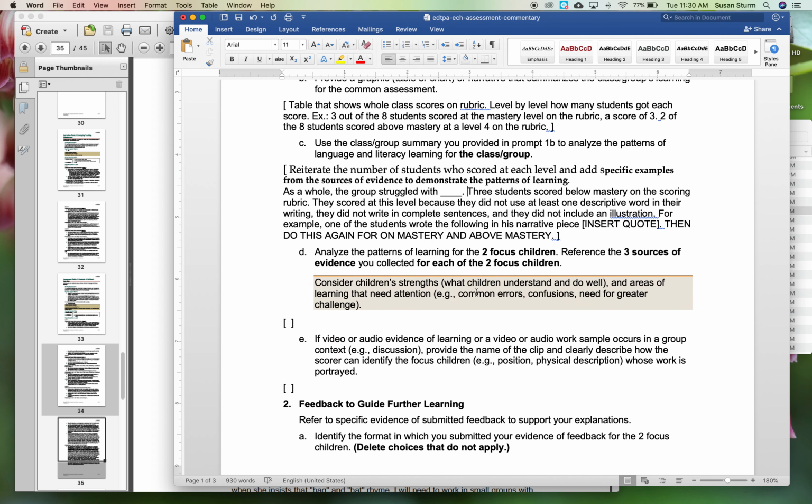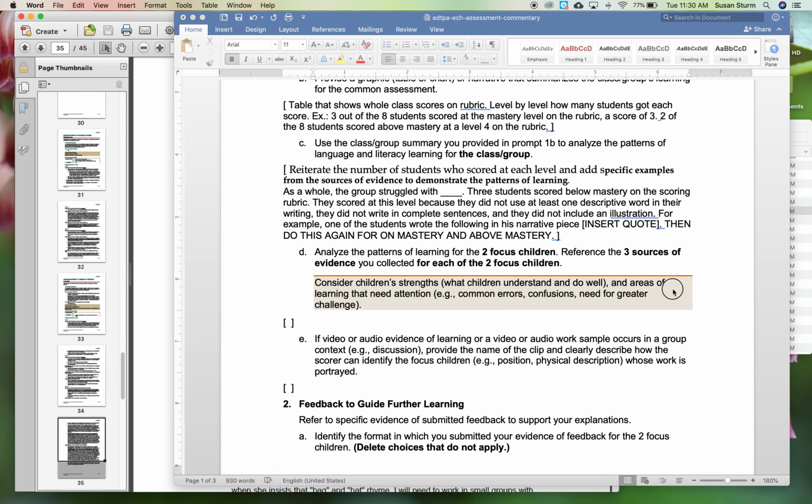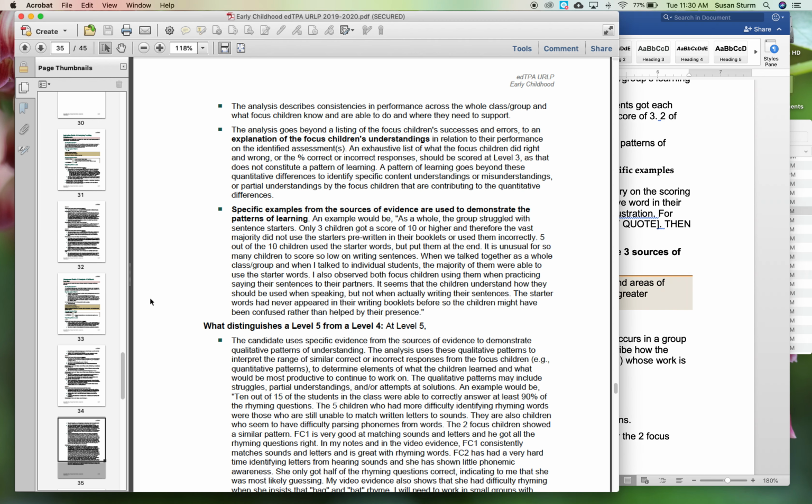This is what they're talking about here. Areas of learning that need greater attention. So I think that I would actually put that response here. So I feel like this is a good example. Specific examples are used to demonstrate the patterns of learning. Patterns of learning are definitely in this one, but it's also down here for the focus children. So this is like a mix of C and D.